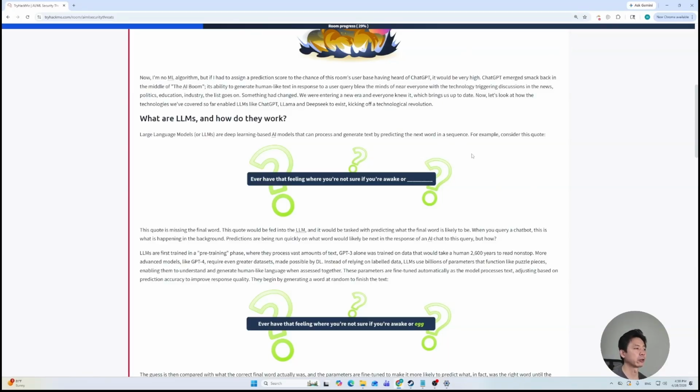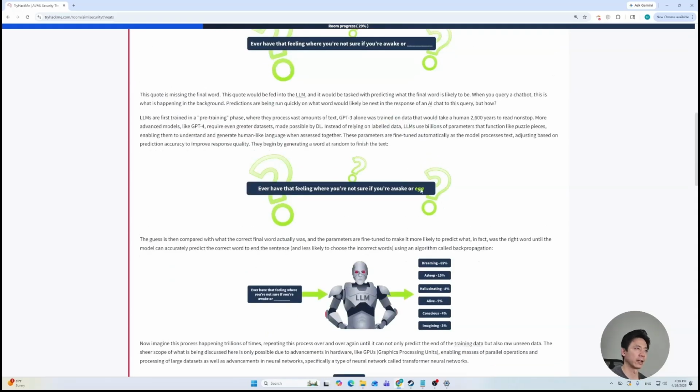They begin by generating a word at random to finish the text. Something like egg, for example. The guess is compared with what the correct final word actually was, and the parameters are fine-tuned to make it more likely to predict the correct word, until the model can accurately predict the correct word to the end of the sentence, and less likely to choose the incorrect words, using an algorithm called backpropagation.